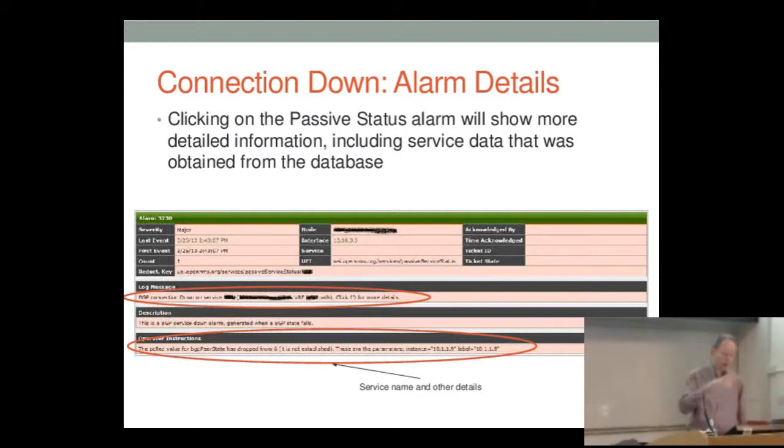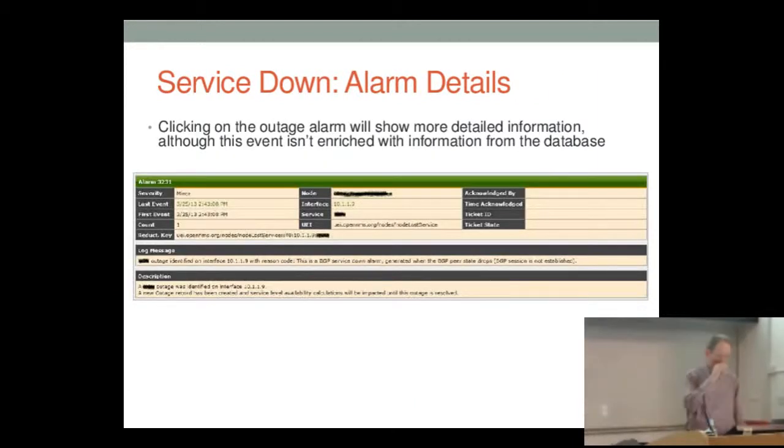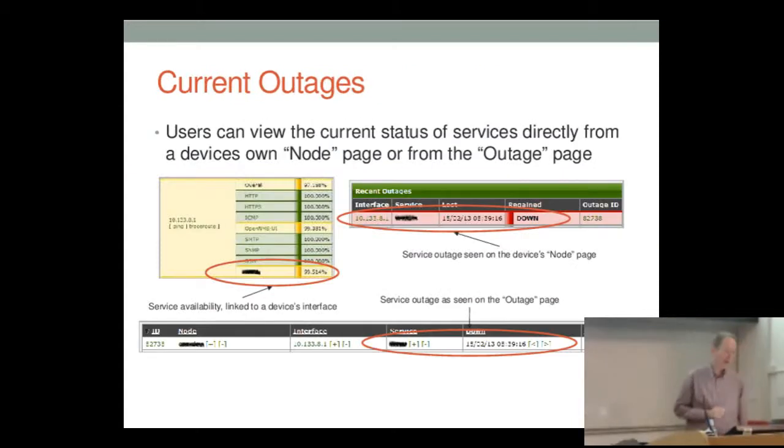So they can click on one of these and go and get more details. The instructions and the log message are again packed out with a little bit more information that's come from Postgres, so I guess you can be as creative as you like. Okay, same thing with the service down alarm, blacked out for security reasons.